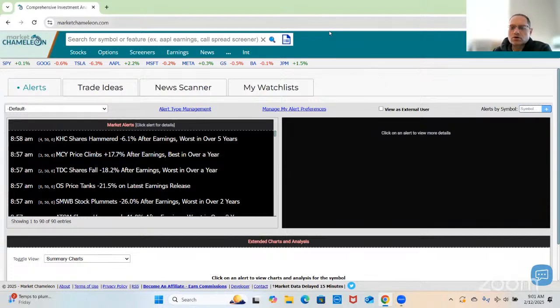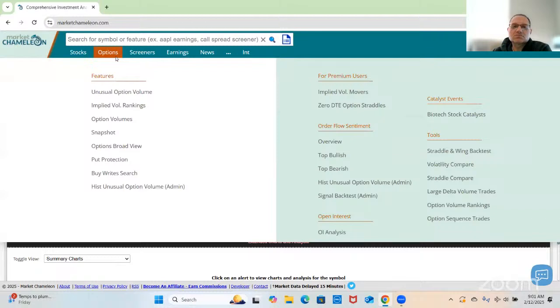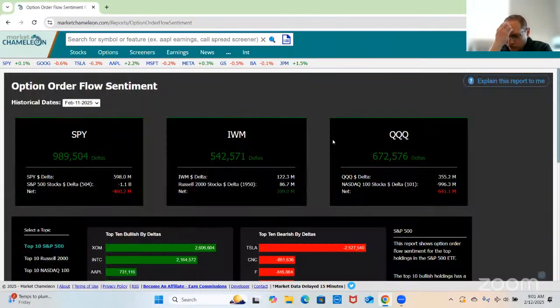So right now we're on the main page, and if we go under screeners, under options, main menu, over here, order flow sentiment, I'm going to click on this, and this gives us an overview of the different securities, symbols that trade options, and what we do is create this order sentiment report.